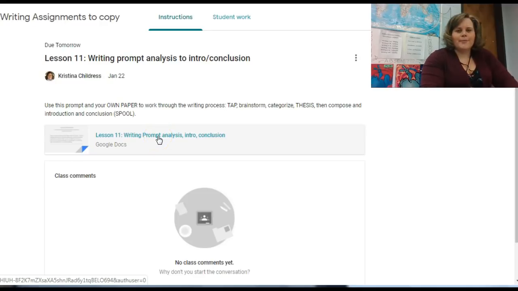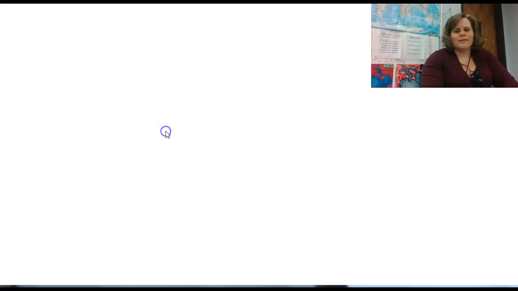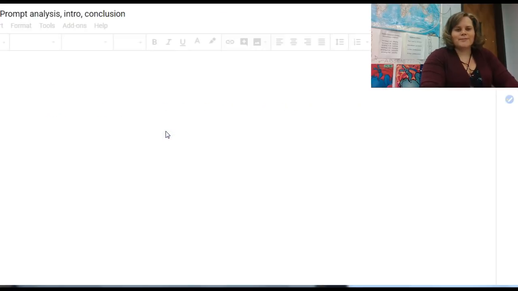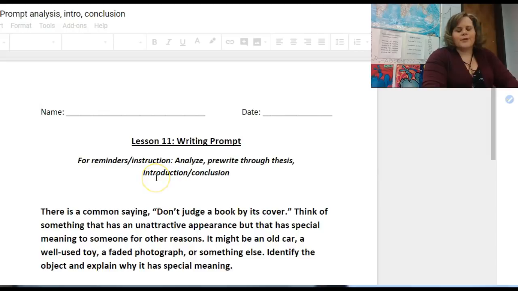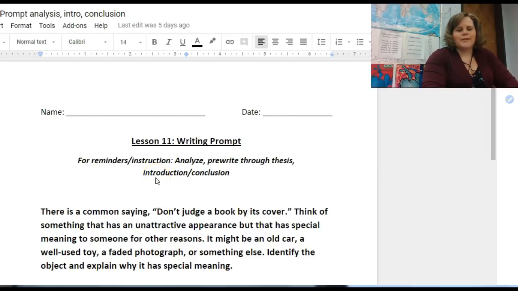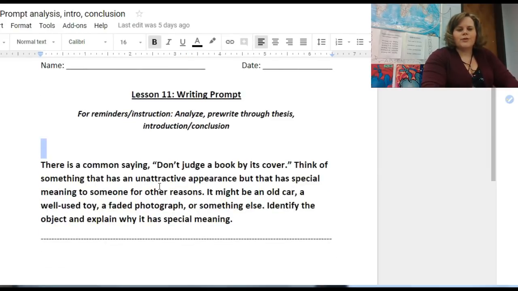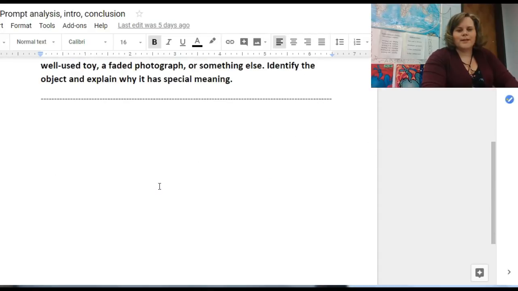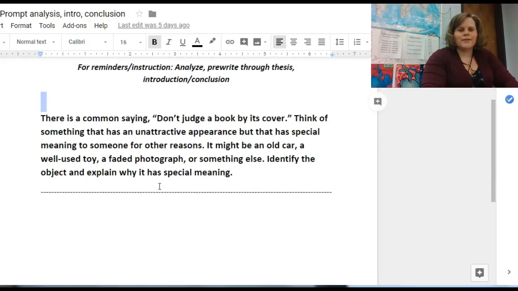So make sure you have your own paper. Pause this until you get that because it won't work otherwise. So here's our writing prompt. This is one of the SOL prompts. You may have seen it before. So the first thing we're going to do is read it. A couple times would be helpful.